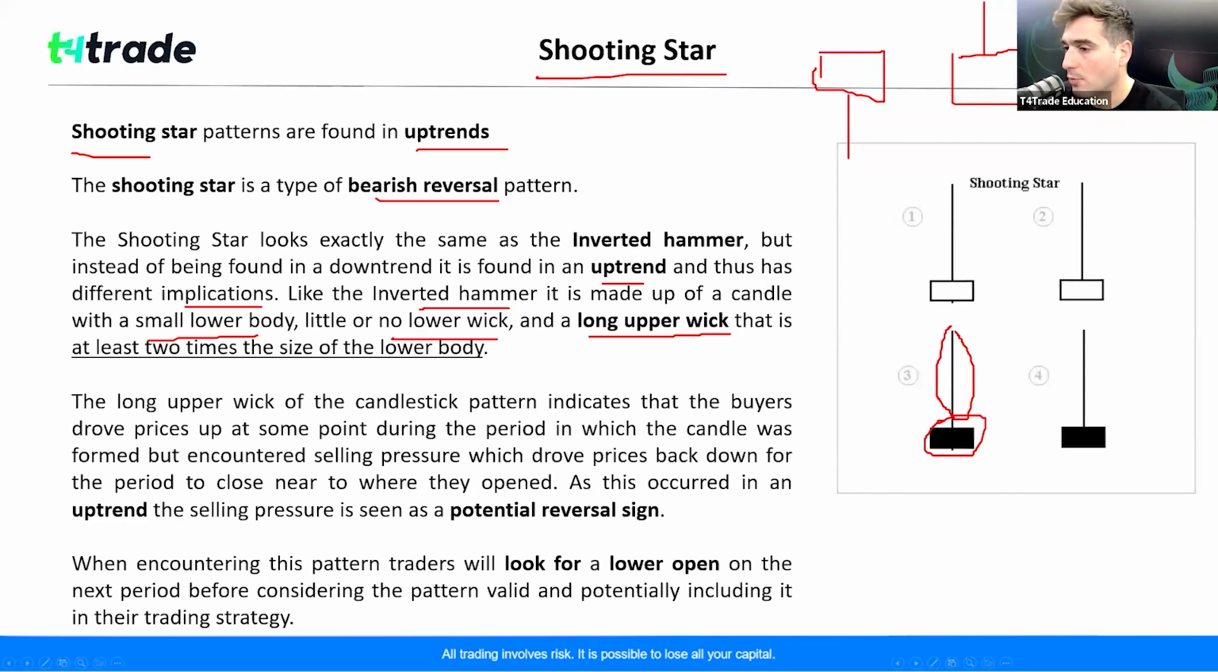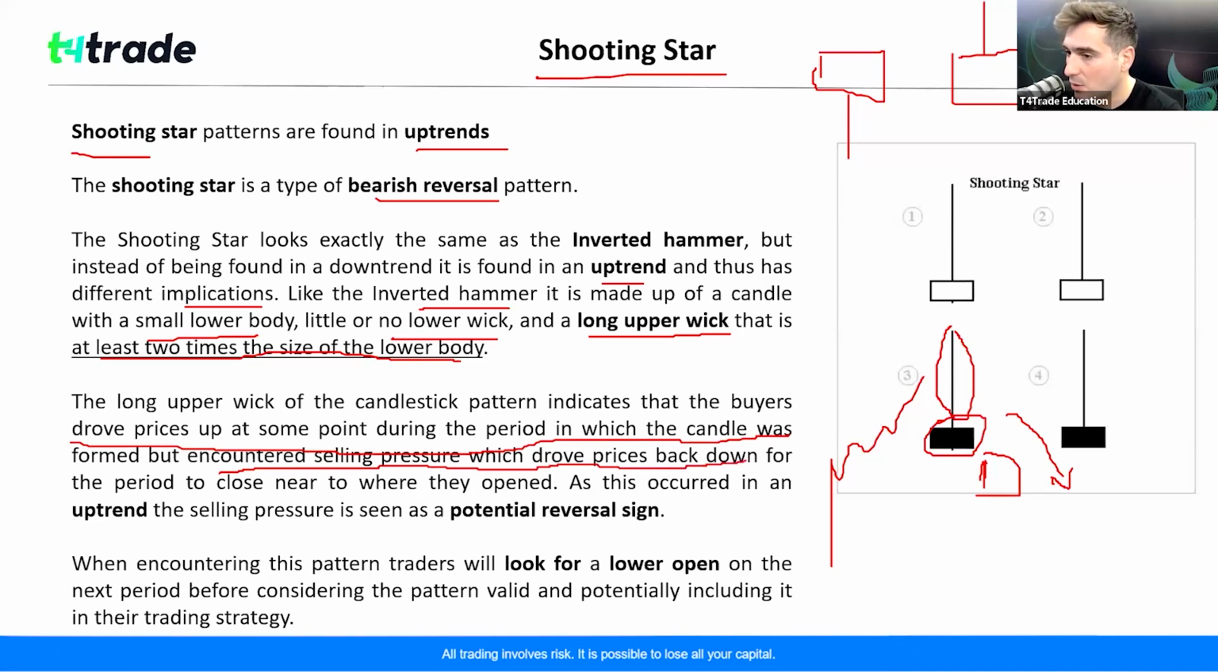It's going to be found on the top of the price action, because it's a bearish reversal. Once you see this and you see the next candle being down here, that's confirmation that it's going to be a reversal. So 2 times the size of the lower body is what most traders look at. Fair enough. The long upper wick of the candlestick pattern indicates that the buyers drove prices up at some point during the period in which the candle was formed, but encountered strong selling pressure, which drove prices back down for the period to close near where they opened.